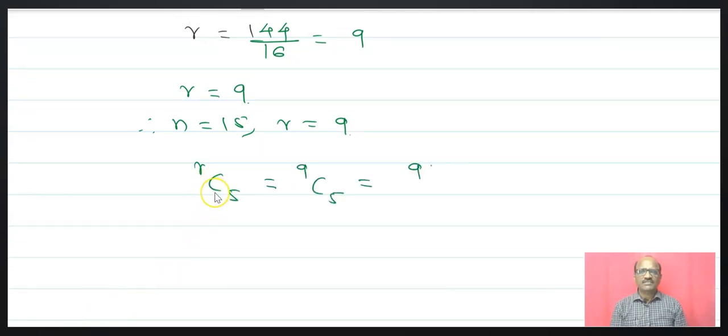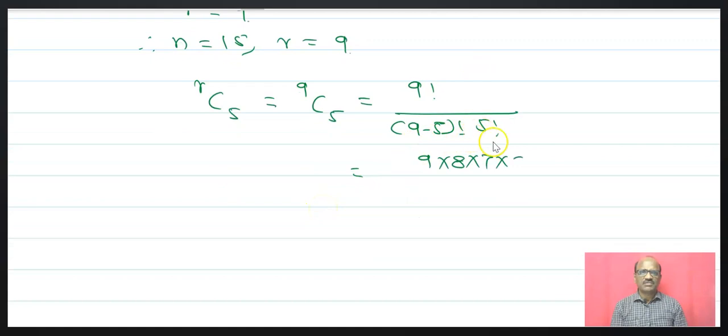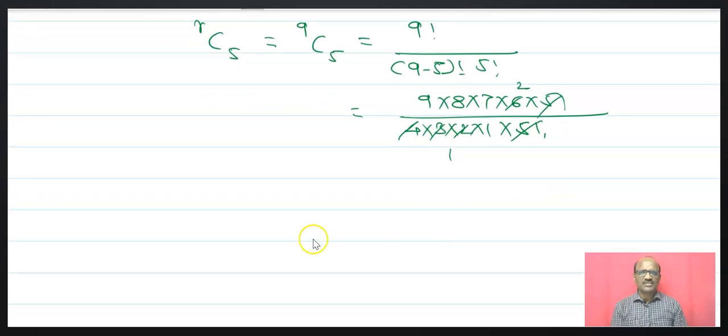Therefore, the value of rC5, that is 9C5, is equal to 9 factorial upon (9 minus 5) factorial into 5 factorial. 9 into 8 into 7 into 6 into 5 factorial upon 4 factorial, 4 into 3 into 2 into 1, into 5 factorial. These two get cancelled, and you will get 72 into 14. Now see these calculations again. The 8 gets cancelled, I had not cancelled the 8. Therefore, the answer is 126.